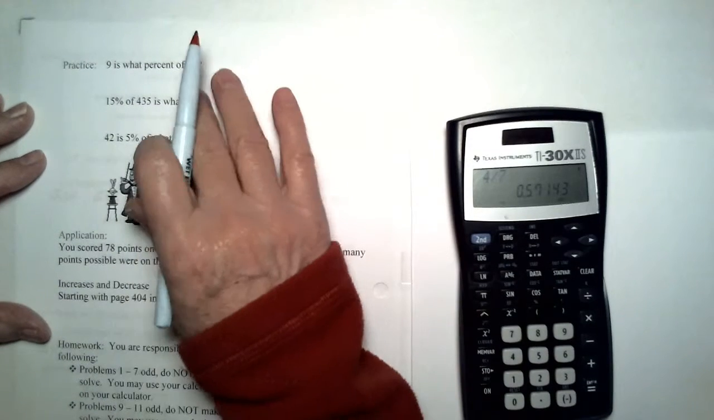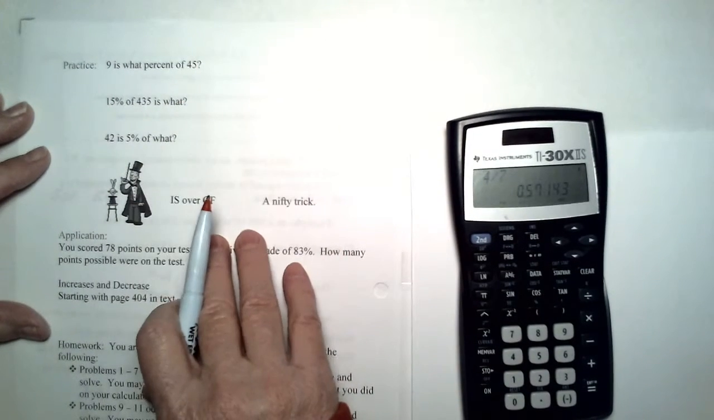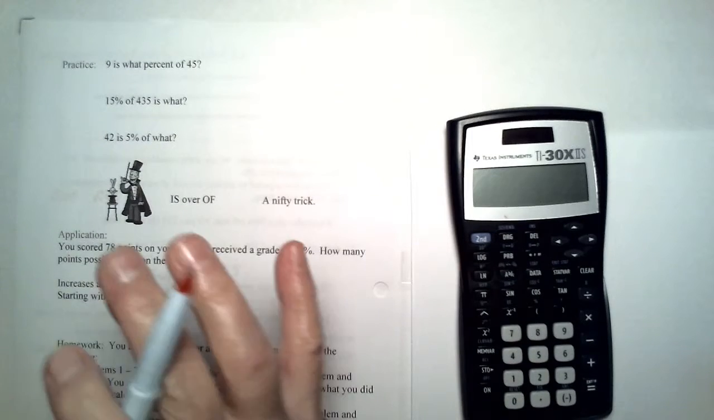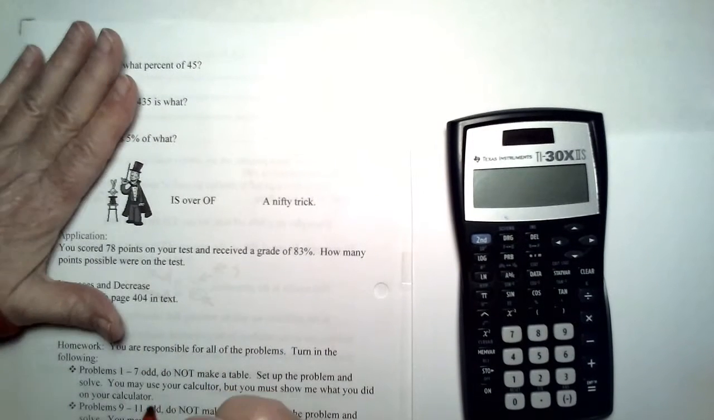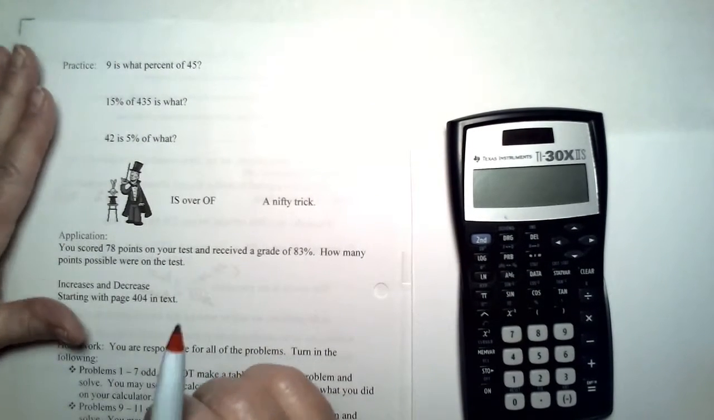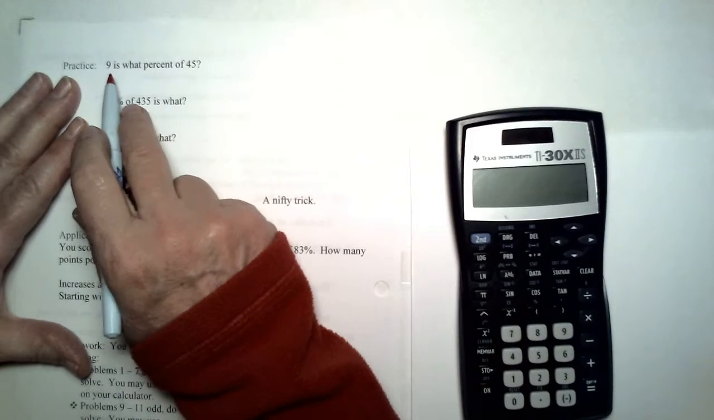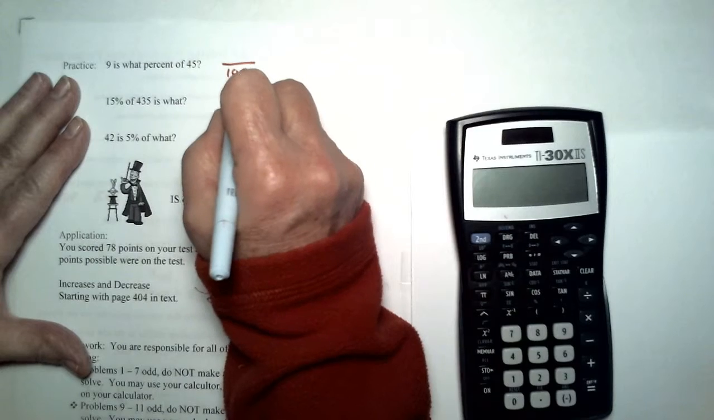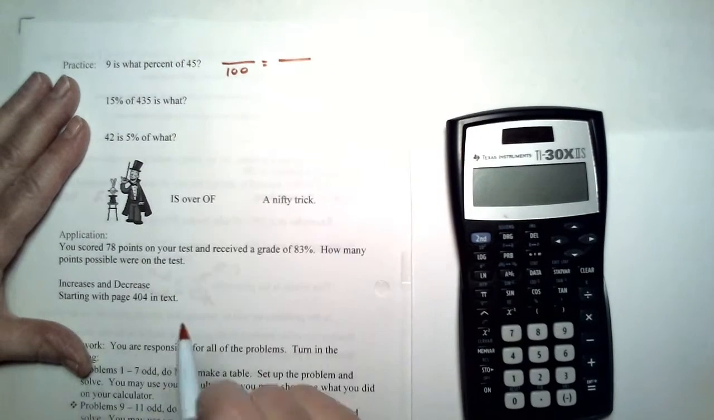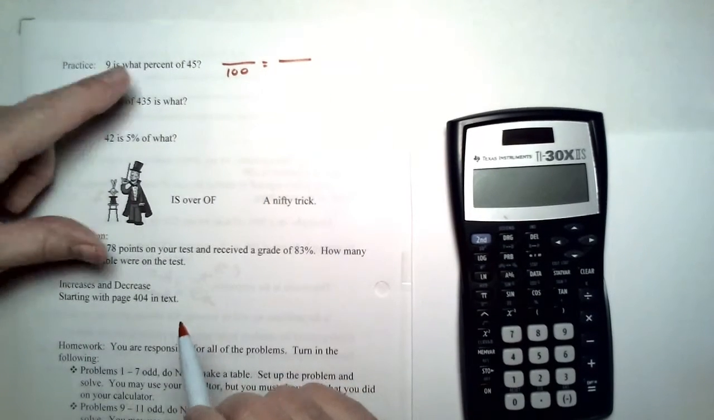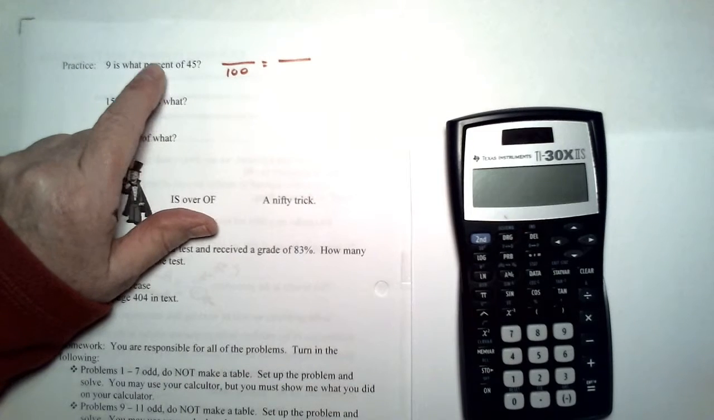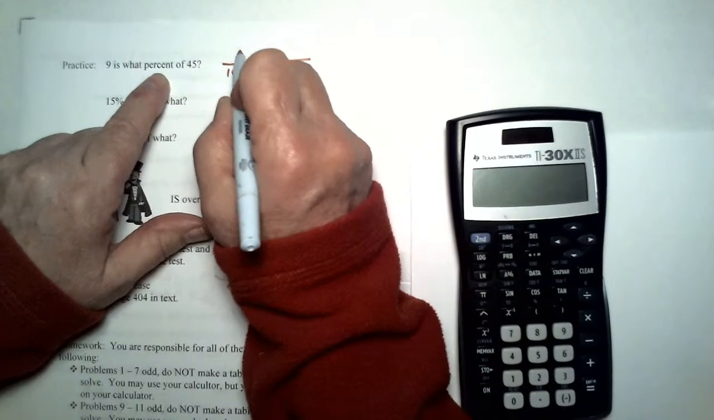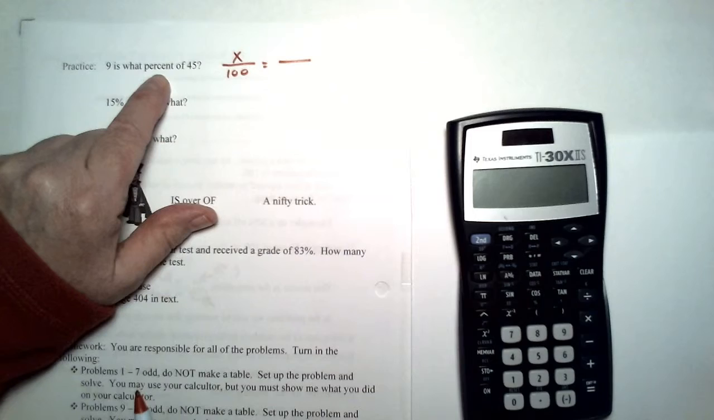Okay, so we've got 3 different kinds of problems here, and I want you to follow this format. This is like a template for you to follow. This is going to work all the time. So it says 9 is what percent of 45? The first thing that I can do is set it up like this. Something over 100. Now, I don't know the percent. That's the question. What's the percent? So I know that that's my x.